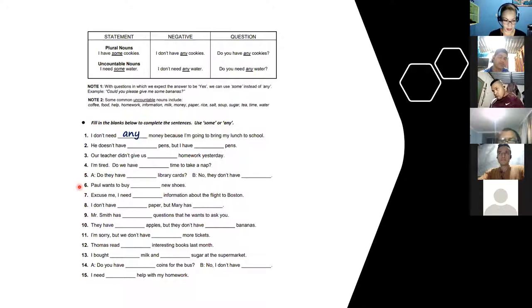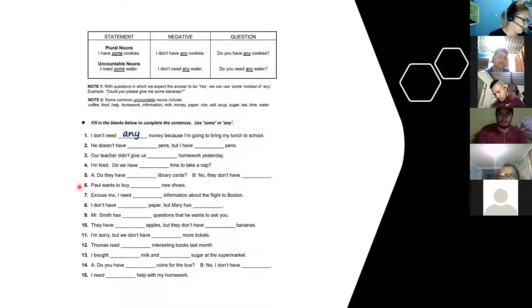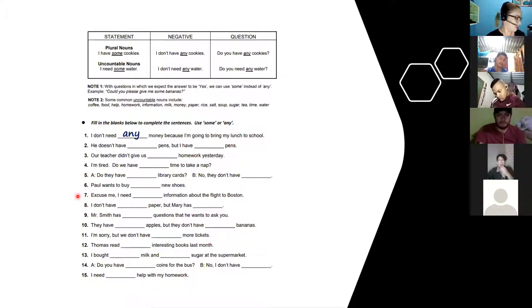Ricardo, teacher. Thank you, Ricardo. Okay. Paul wants to buy some new shoes. Okay, excellent. Select someone for number seven, Ricardo. Let me see. Ana Guerra? Okay. Number seven is?